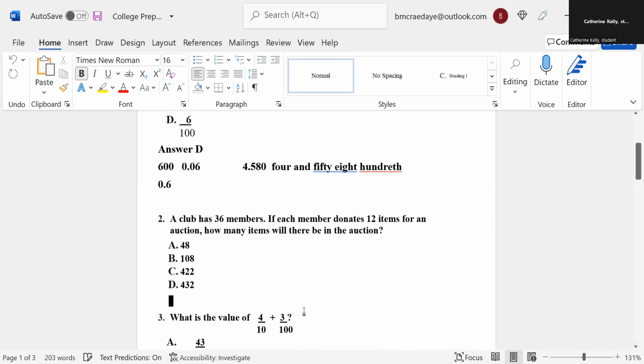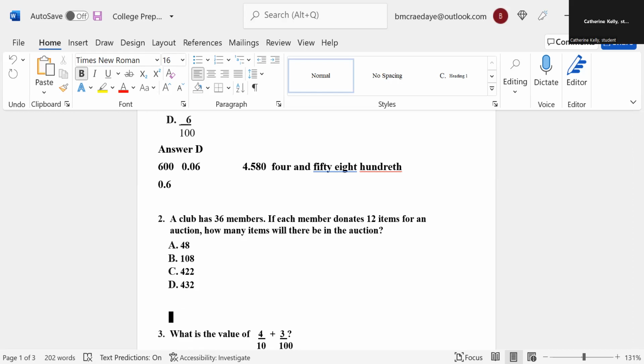What's the answer for number 2? Okay, a club has 36 members. If each member donates 12 items for an auction, how many items will there be in the auction? How do you calculate it? What operation? 12 times 12 is 48.